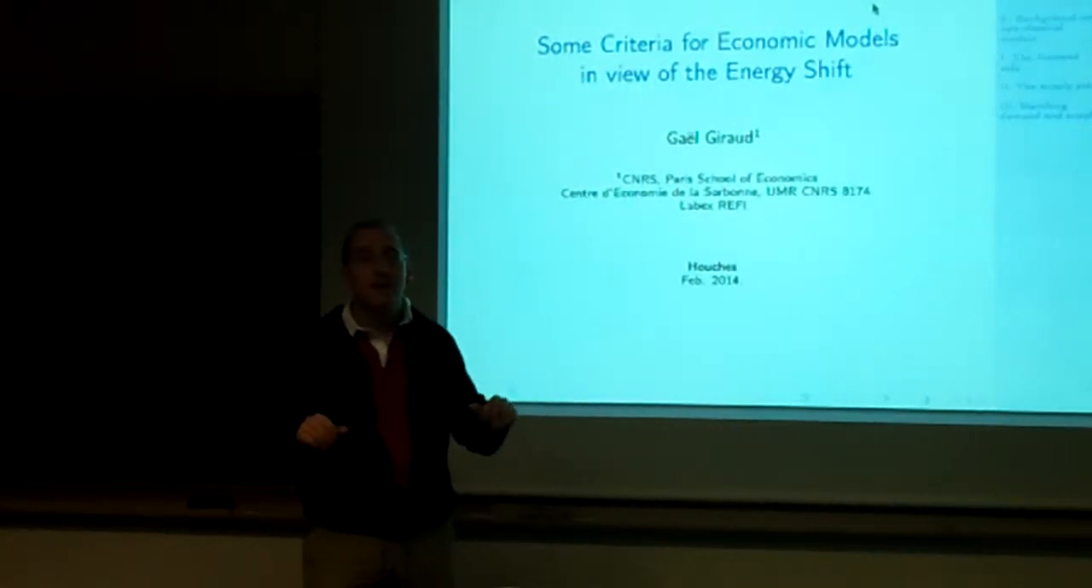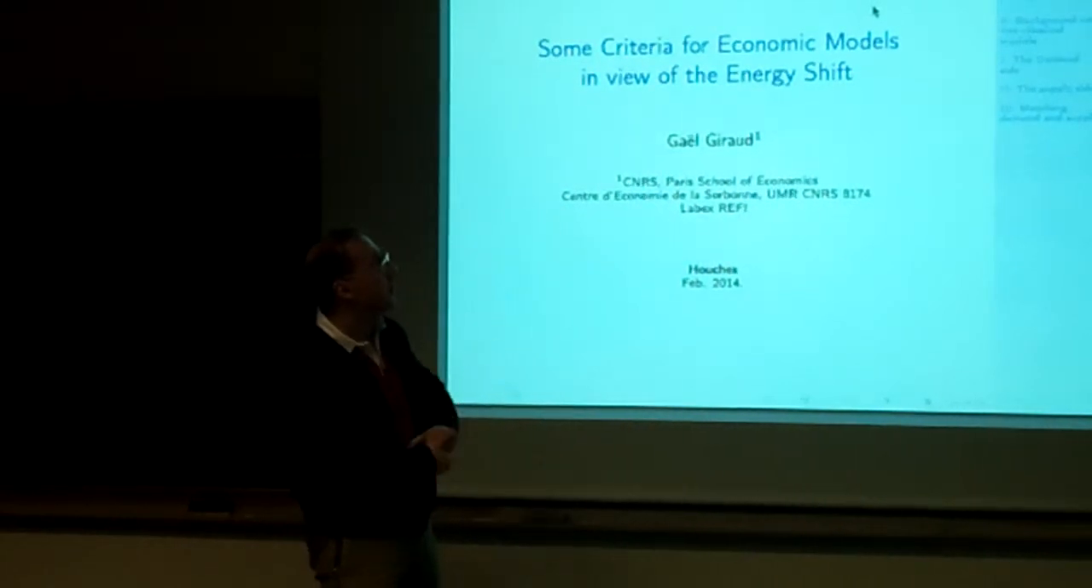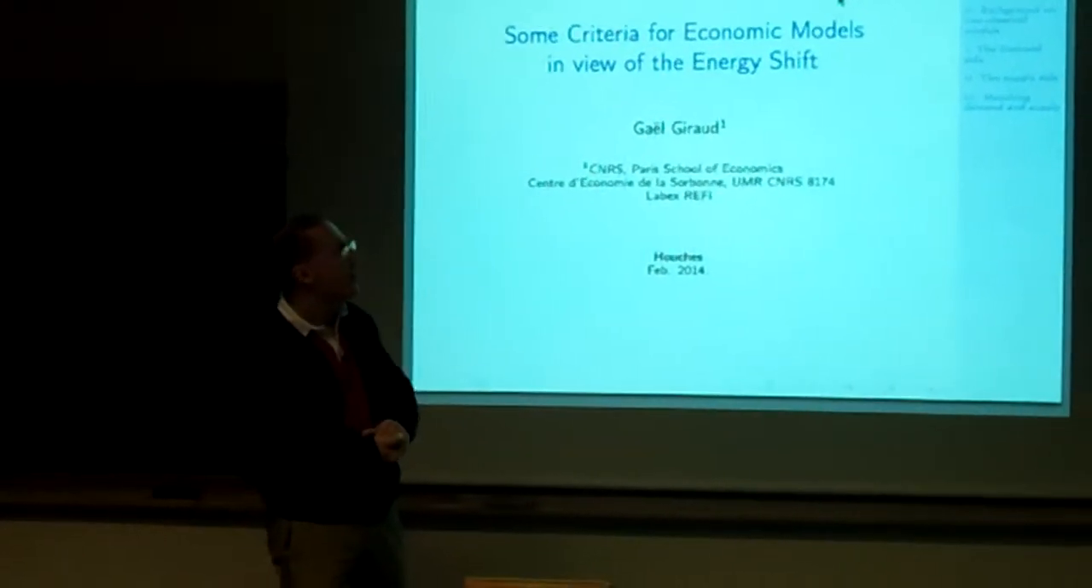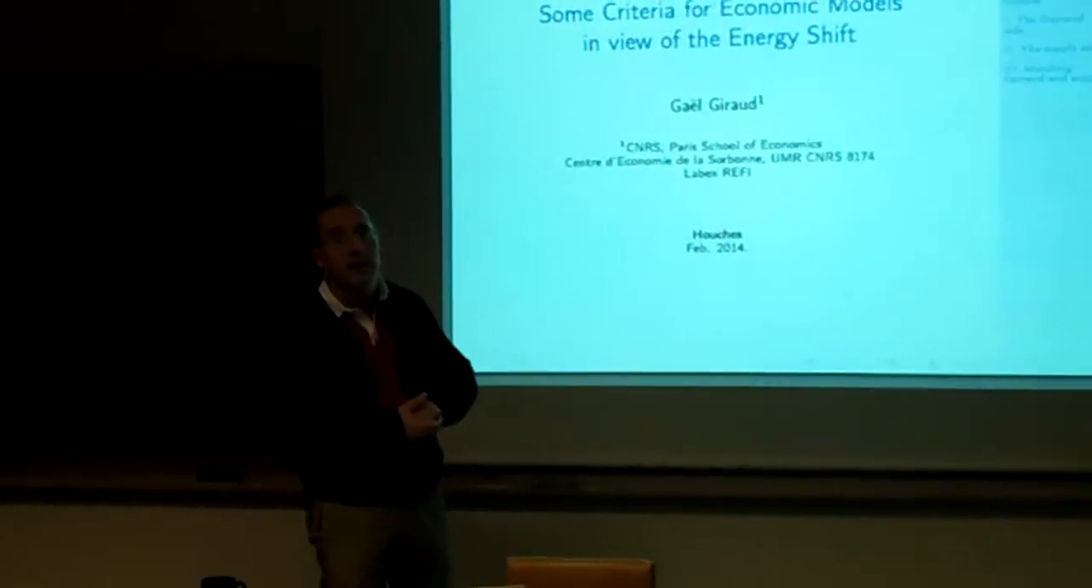Is that clear? In the first part, I will recall some background material on the neoclassical models. Then I will focus on the demand side, then the supply side, and then matching demand and supply. Okay?